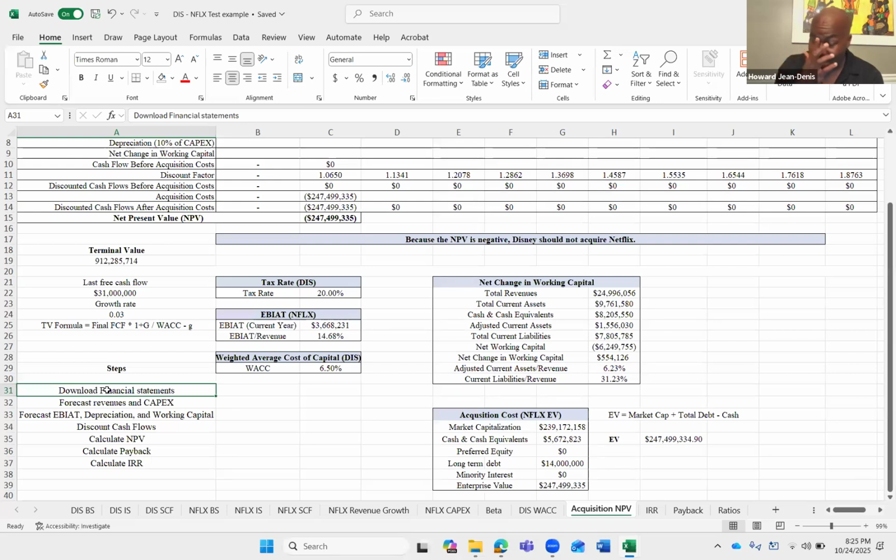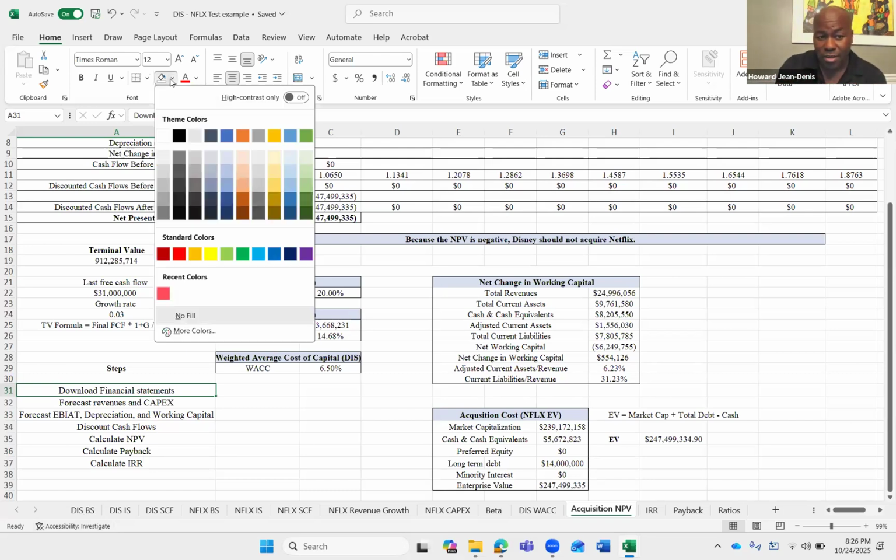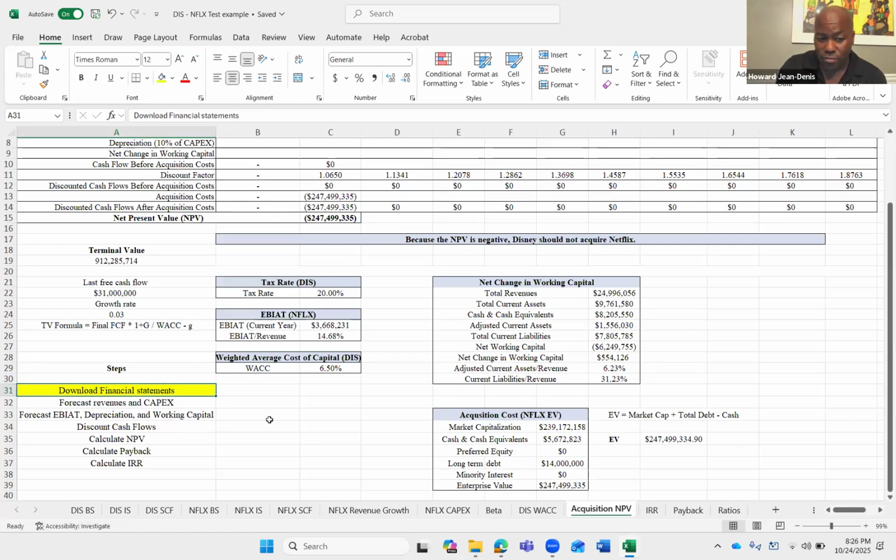You don't need every line item in all the statements, but what I'm showing you at the bottom is for the acquirer, this is Disney, the three main ones. For the target, the three main ones, right? I'm going to highlight that, assuming that you've already got that information. And that's going to allow you to link it to the calculations that you're going to see me do in just a few minutes.